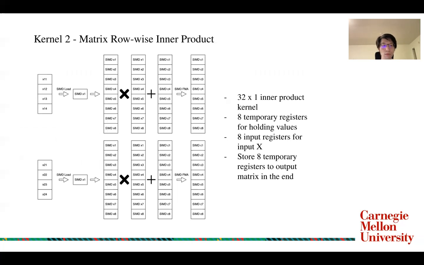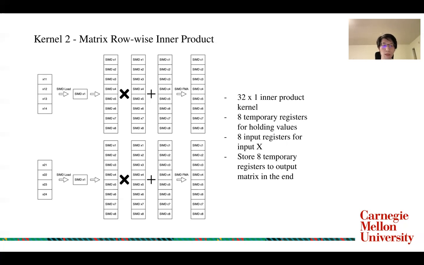In order to fully parallelize, we read input matrix X in column major order. Because the calculation of each row is independent, the size of the kernel will be 32 by 1. We load 32 rows of input matrix X for one column into the kernel. That will be 8 SIMD registers.